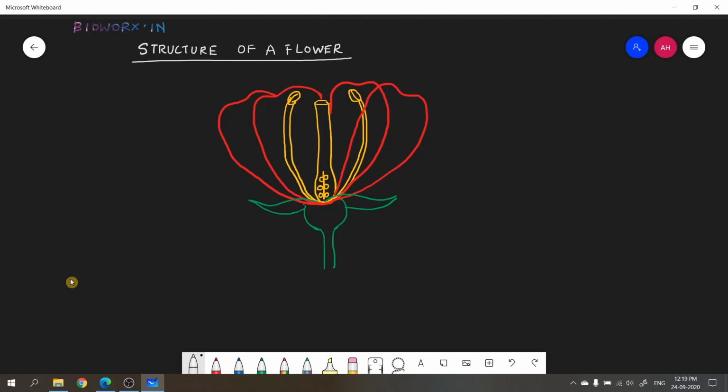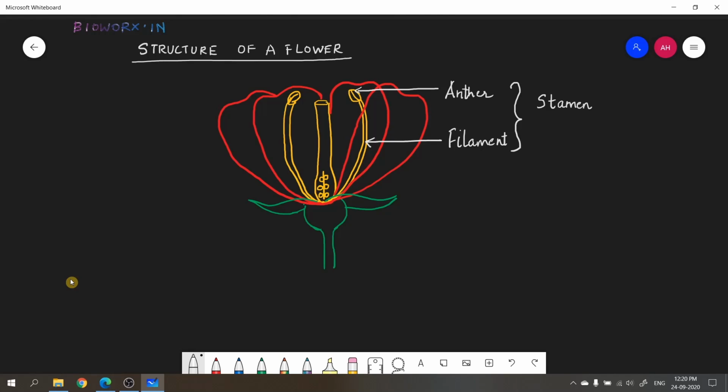We will start with the male part of a flower. I'm going to label this as the anther. Then this structure, the long cylindrical filamentous slender structure over here, is the filament. And I want you to guess what anther and filament together are called. Well, yes, that is the stamen, which is the male part of the flower.